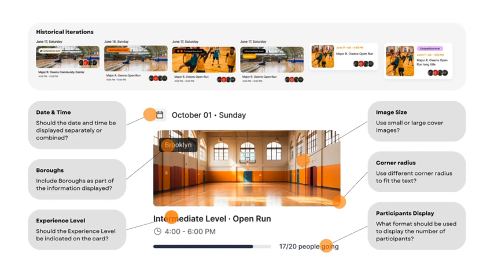So these are the iterations for our card design. I think the most important things for the iterations are about the image size, the corner radius, and how we should display the participants. And for the image, we finally agreed on using large images because it allows more space for titles, aligned with the scalable design principles.